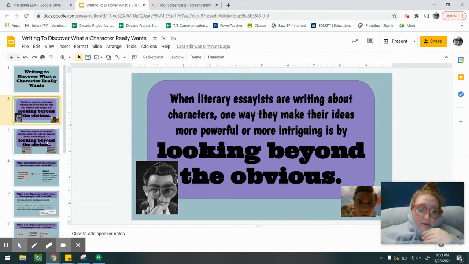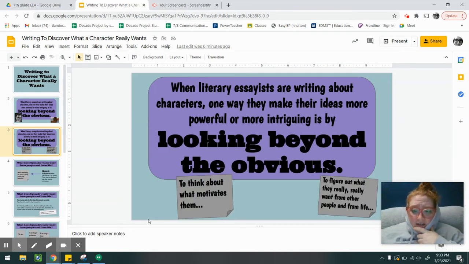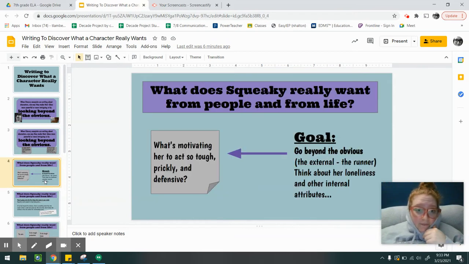Okay. So that's going to mean thinking about what motivates them, what's driving them to do what they're doing, and to figure out what they want from the people around them, from their life. Okay. So we've been using Raymond's Run and this character Squeaky to help us practice this stuff. So we're going to look at a little bit of her story today and just think about why is she acting so tough, prickly, defensive, whatever you want to call it, because she's got that tough exterior, right?